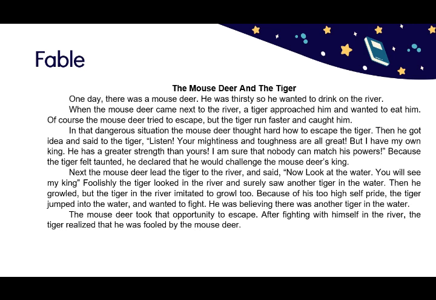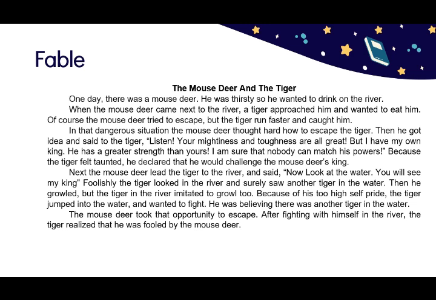One day, there was a mouse deer. He was thirsty, so he wanted to drink on the river. When the mouse deer came next to the river, a tiger approached him and wanted to eat him. Of course, the mouse deer tried to escape, but the tiger ran faster and caught him. In that dangerous situation, the mouse deer thought hard how to escape the tiger.